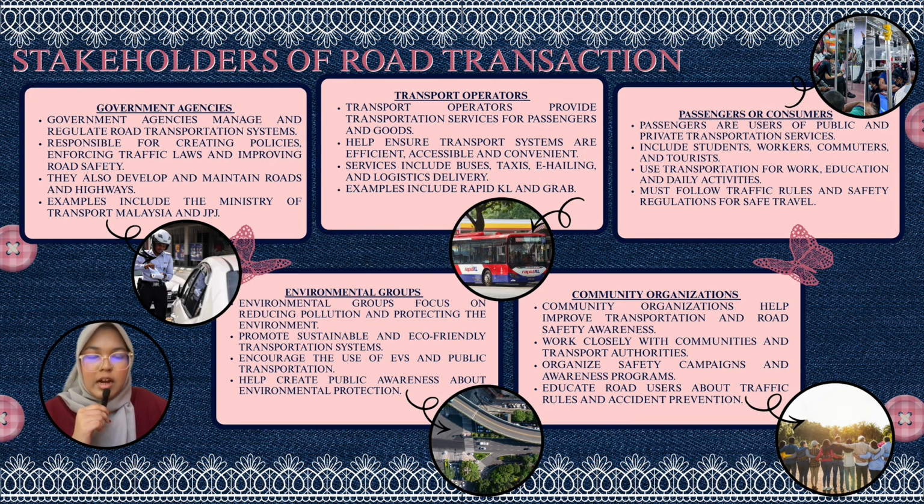Next, I will explain the stakeholders involved in road transportation. The first stakeholders are government agencies. These agencies are responsible for managing and regulating the transportation systems. They guide transportation policies, enforce traffic laws, and improve road safety. For example, the Ministry of Transport Malaysia and JPJ help maintain roads and enforce traffic regulations to reduce accidents.